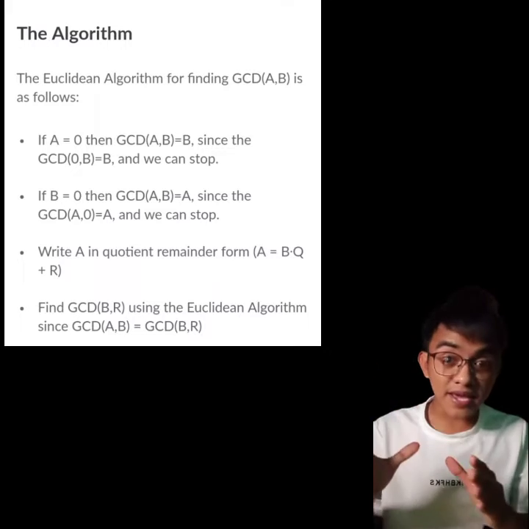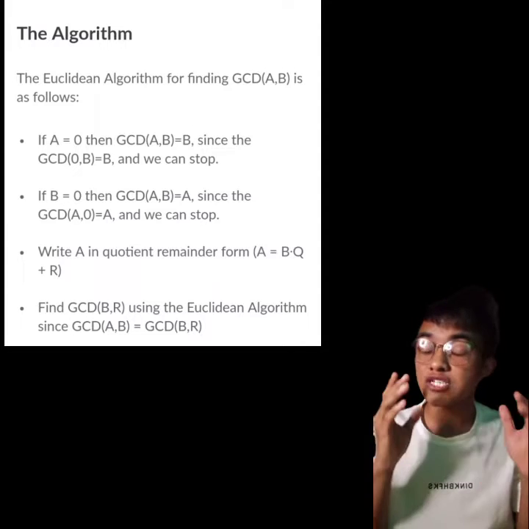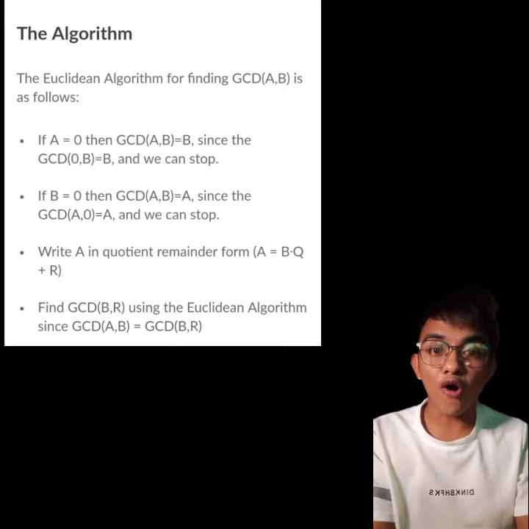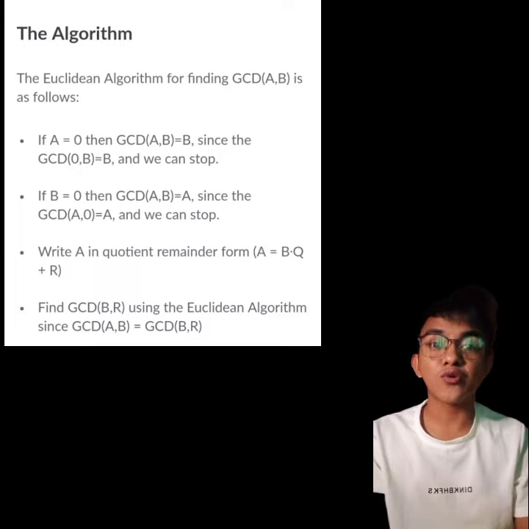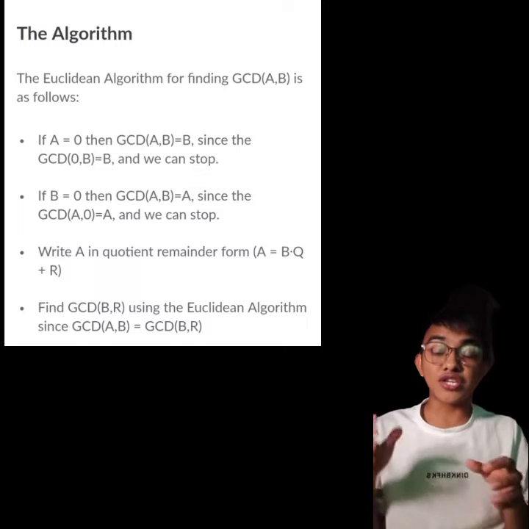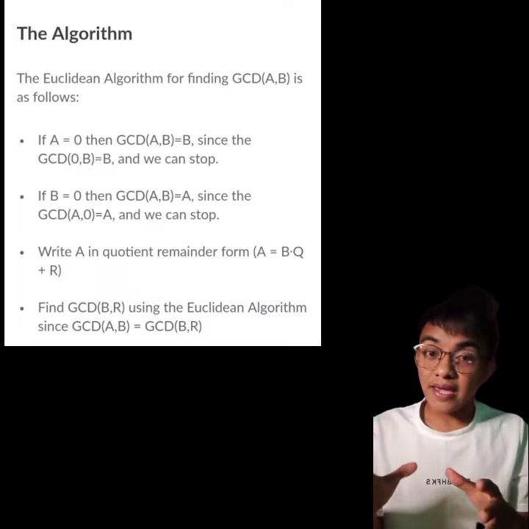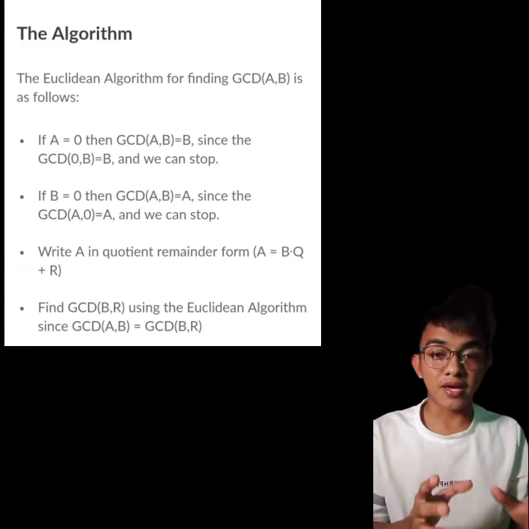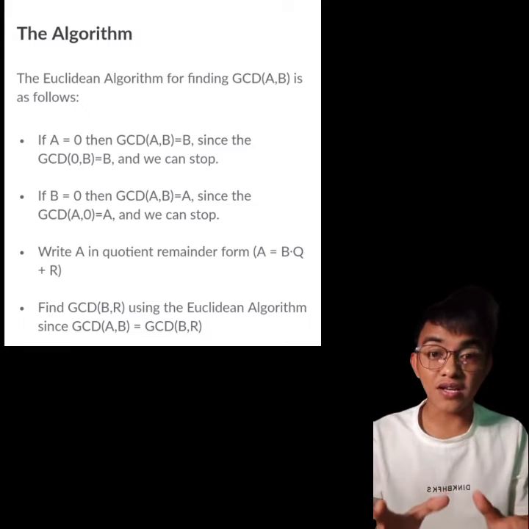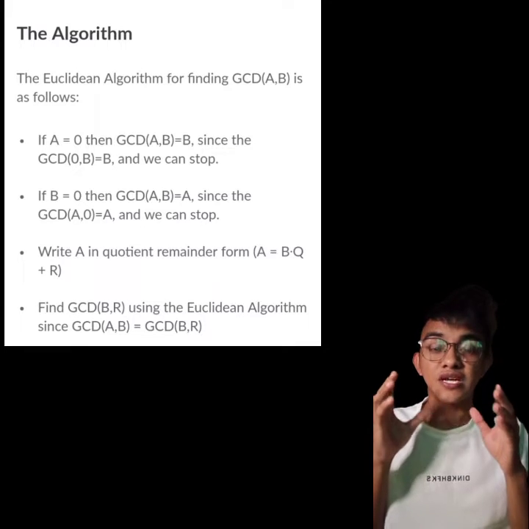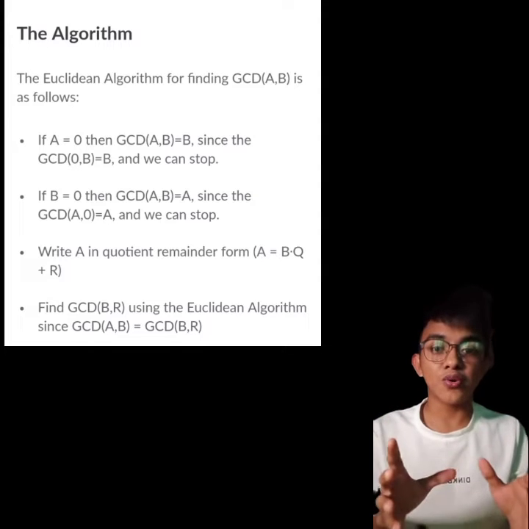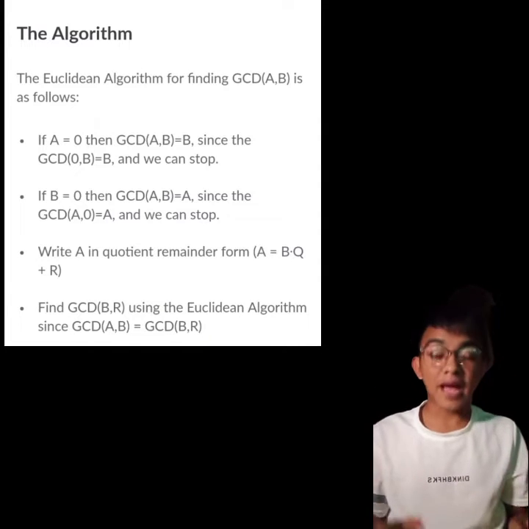And if b equals 0, then the GCD of the integers a and b is equal to a, since the GCD of the integer a and 0 is equal to a. Again, the greatest common divisor of 0 and b, or a and 0, is the other integer, and we can stop.